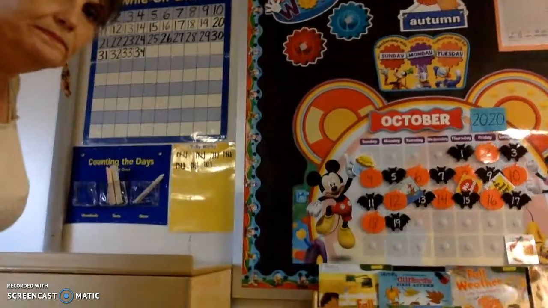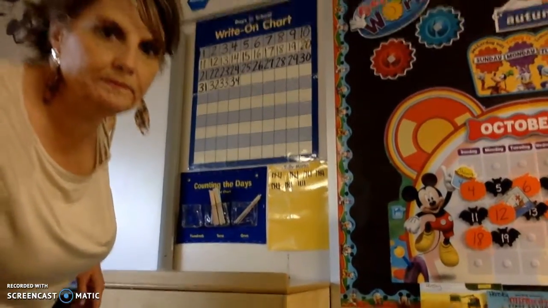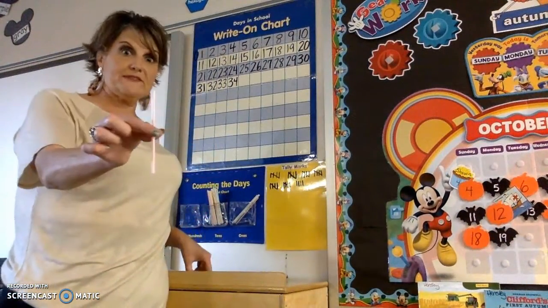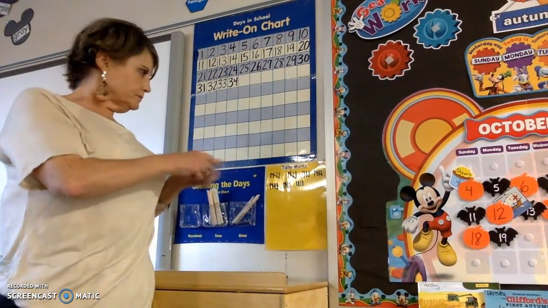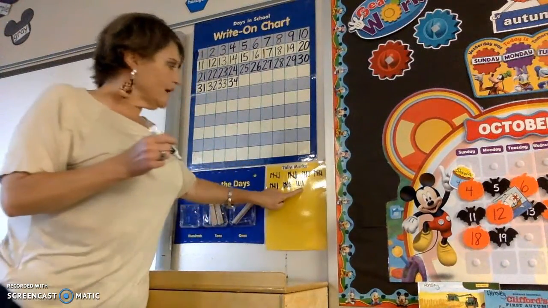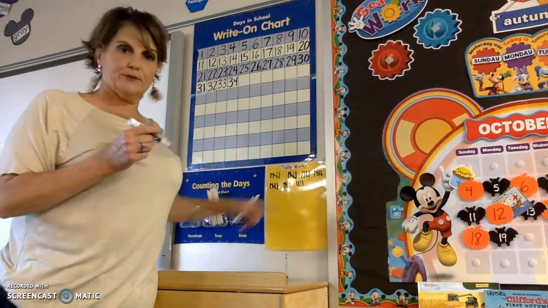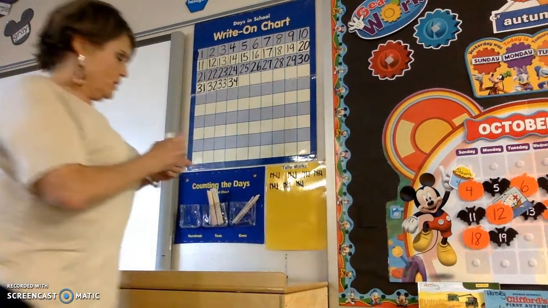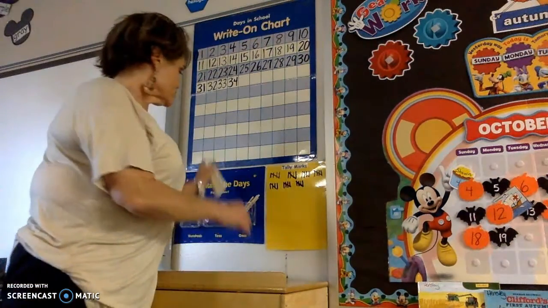Let's add a straw for the number of days that we've been in school and a tally. We have 4, so Mrs. Hensley needs to do a line across 4 to make 5. Okay, let's count.